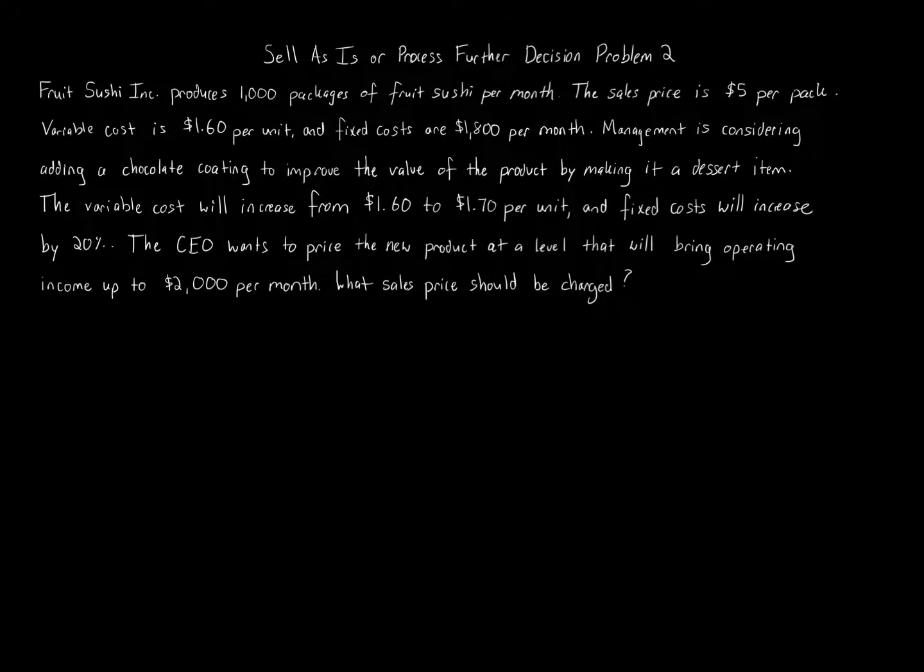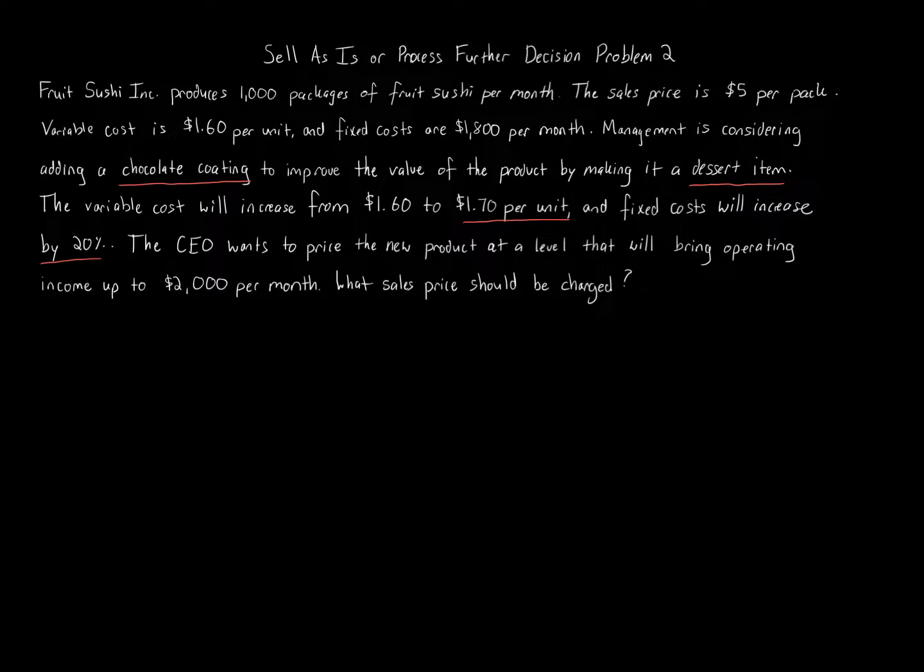The CEO wants to price the new product at a level that will bring operating income up to $2,000 per month. What sales price should be charged? We have a sell as is or process further question. Fruit Sushi produces these packages of fruit sushi. It's considering adding an additional step to the process, adding chocolate coating, and basically making it now a dessert item, which makes it worth more to customers. But it's going to increase variable costs. Of course, you have chocolate now involved, and it's going to also increase fixed costs.